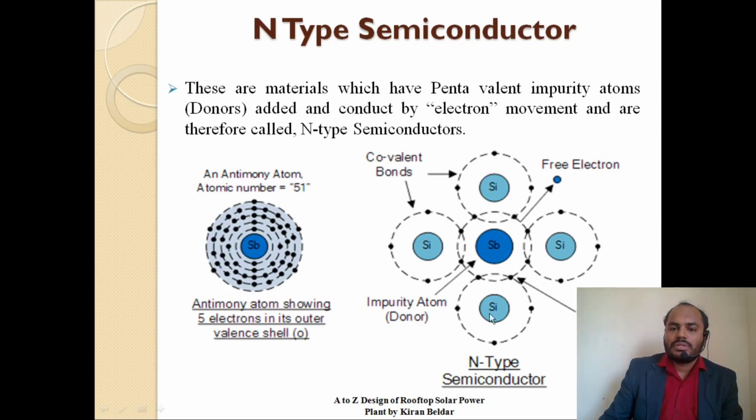So 4 electrons of silicon and 5 electrons of antimony. 4 electrons are combining with 4 electrons of antimony, and the 1 electron, that is a free electron, is existing, and this free electron carries electricity. Therefore this is called an n-type semiconductor material. The basic reason behind calling it n-type is that it generates a free electron, that is why it is called n-type semiconductor material.